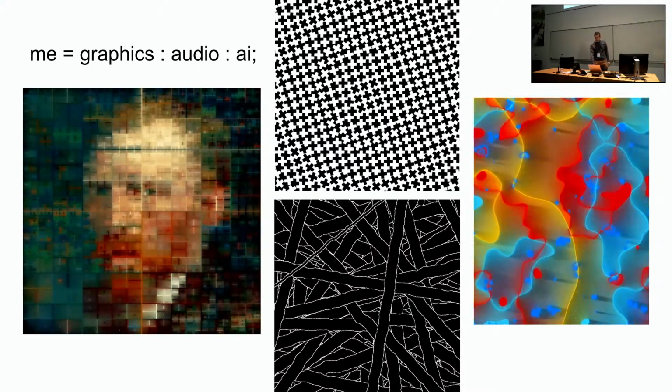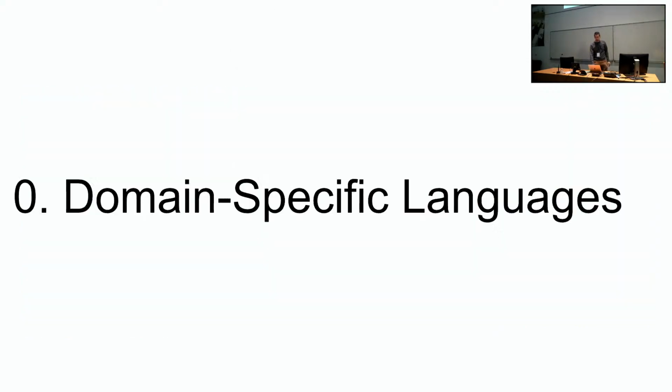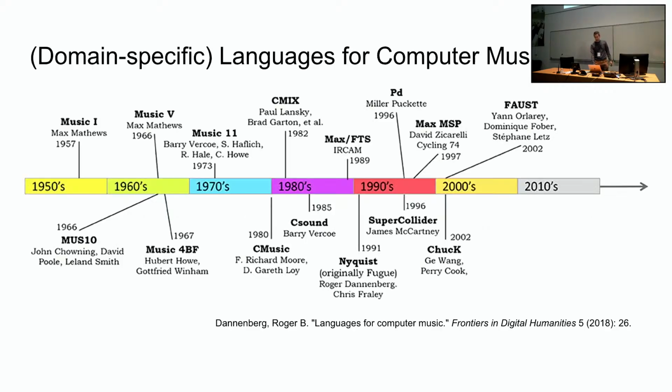But today's topic is mainly Faust and AI. And also the theme of the workshop this year is domain-specific languages, Faust being one of those specific audio DSLs. There is a great history of domain-specific languages for computer music. In this paper from Roger Dannenberg, we have a timeline, and on the right side we see Faust, and we see some familiar friends in here.